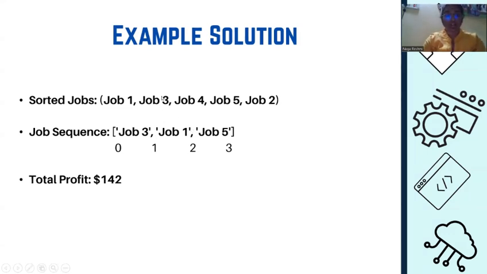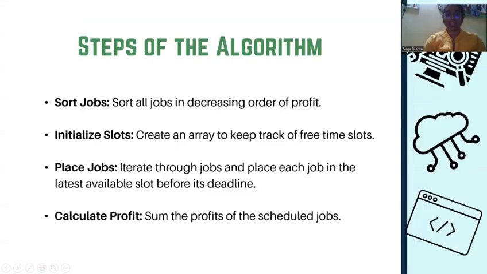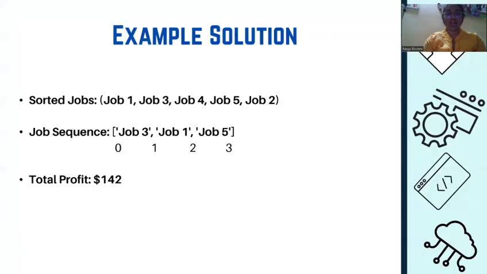The next job in the order that we have sorted is job 3, and its deadline is 2. So we can place that in 1 and 2 or 0 and 1. As 1 and 2 is already filled, we'll be placing it in the 0 and 1 slot.